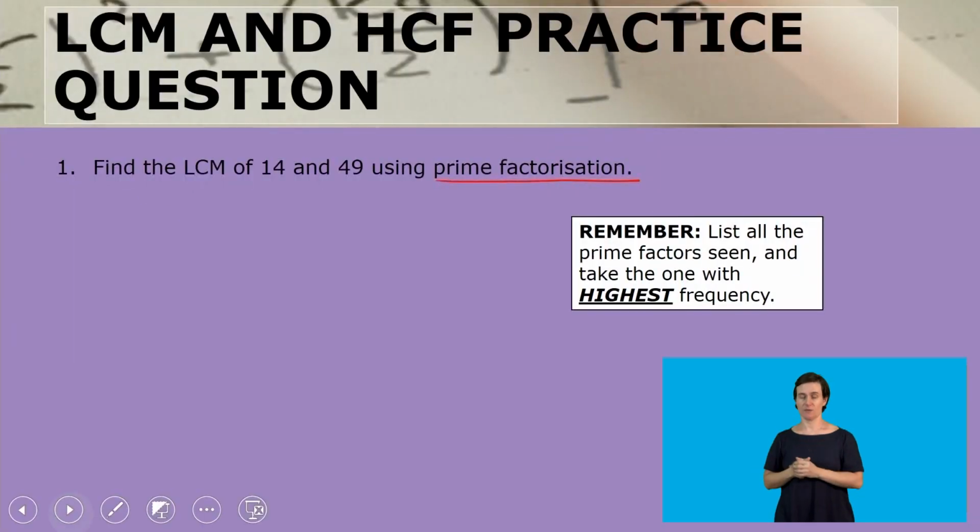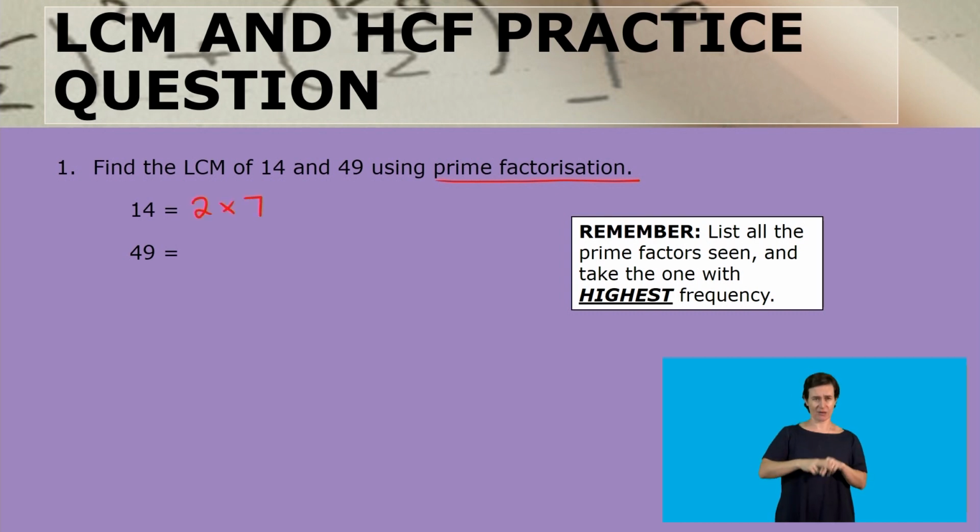So let's start with finding the LCM of 14 and 49 using prime factorization. The first thing that we're going to do is to list both of these numbers using the prime factors. So 14 is equal to 2 multiplied by 7. And both of them are prime numbers, so I've listed it using its prime factors. And then we have 49, which is 7 multiplied by 7. And again, 7 is a prime number, so we've listed 49 using its prime factors.